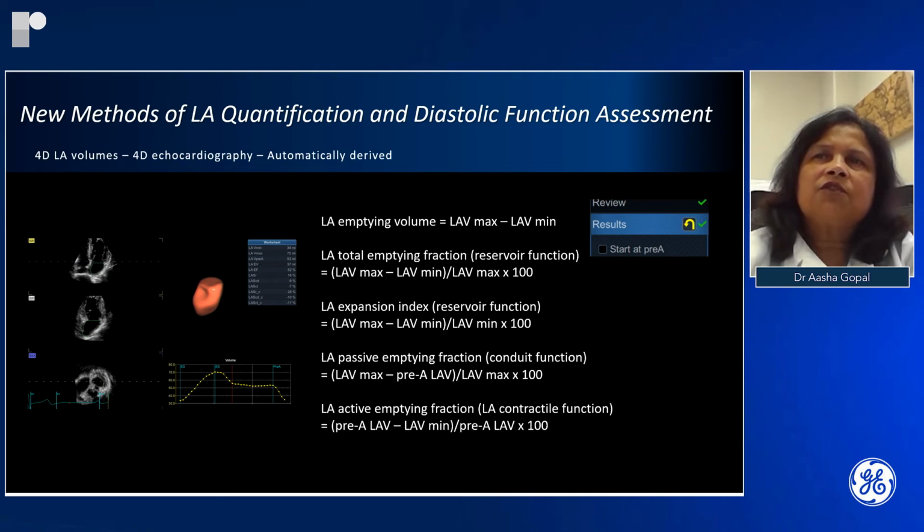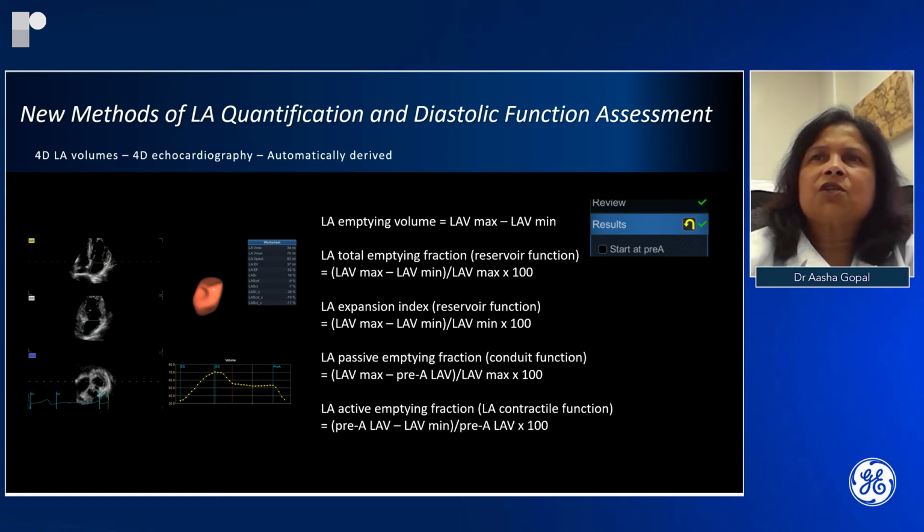The volumetric curve shows us three basic functions of the left atrium: the reservoir function, the conduit function, and the contractile function. The emptying volume is the difference between the maximum volume and the minimum volume. If you take the emptying volume and express it as a percentage of the maximum volume, then it is known as the left atrial emptying fraction. If you take the emptying volume and express it as a percentage of the minimum volume, then it is known as the left atrial expansion index. Both these measurements are of the reservoir function of the left atrium, the difference between maximum and minimum.